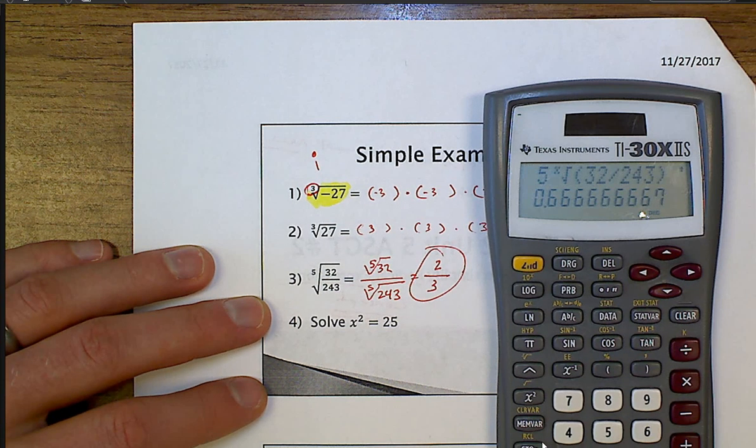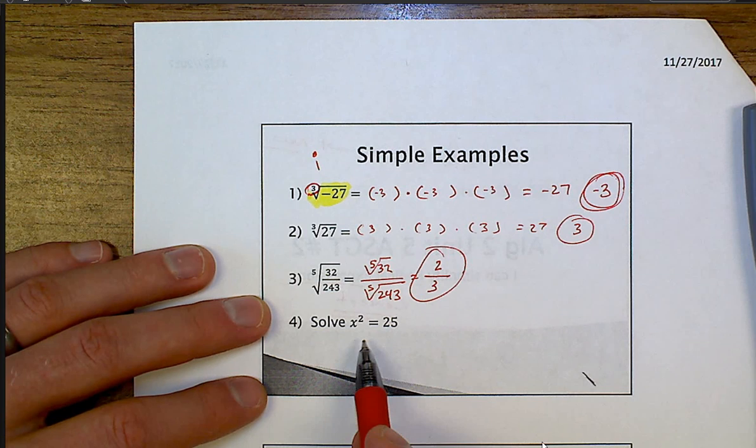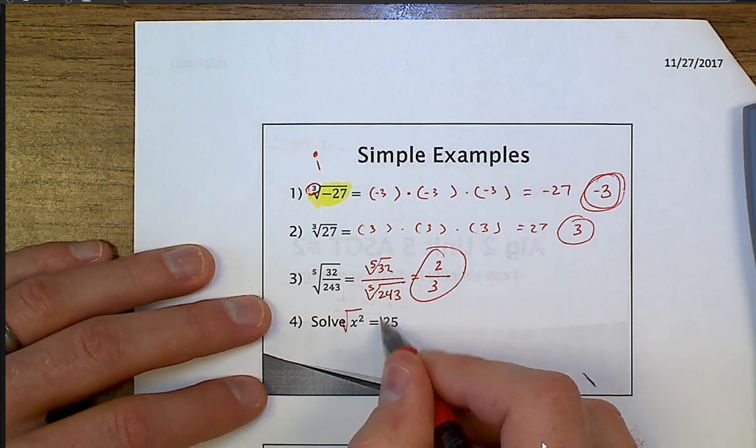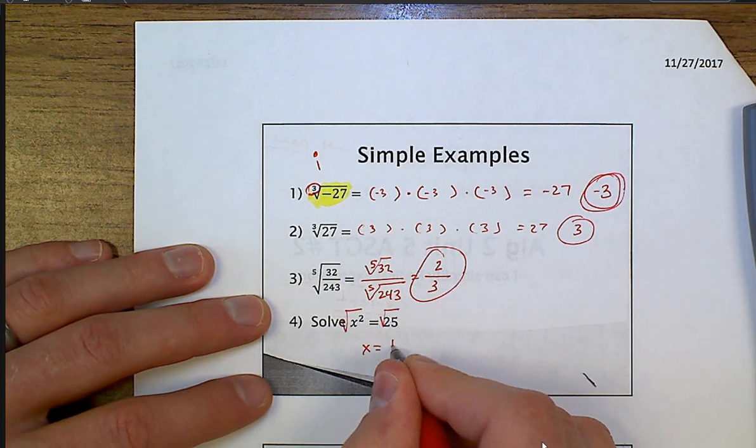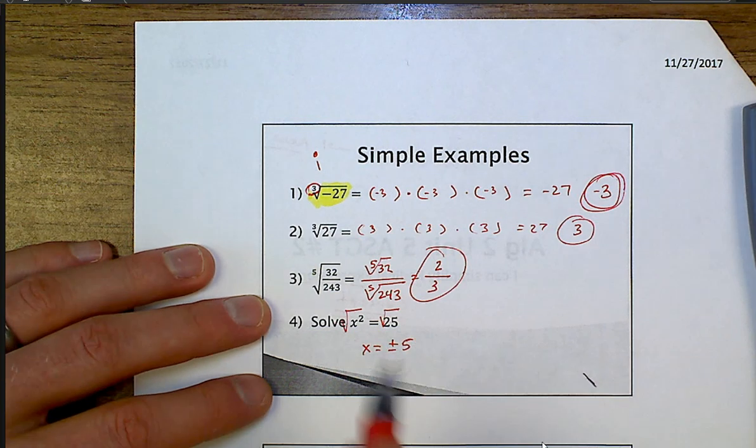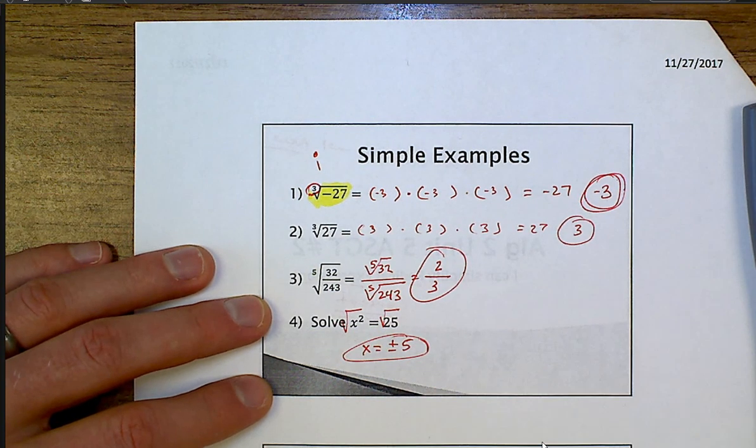Okay. Solving for x at the bottom, we know this by now. We're square rooting, so we get x equals plus or minus 5. Remember, when you're doing the square rooting, you have to do the plus or minus, okay?